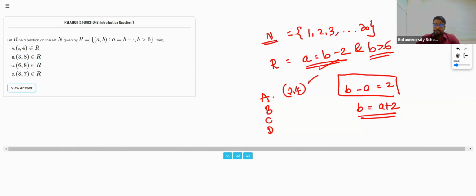Yes, it is working. But there is also another option, option C, which is also working. But do we have multiple answers for a multiple choice question? No, right? That means there is some trap. We are forgetting the condition b is greater than 6. Even though b is a plus 2 in the first option, it is not greater than 6. So I can rule out the first option and the answer is C, right? That's our answer to the first question. Hope this is clear. Let me erase this and go to the next part.